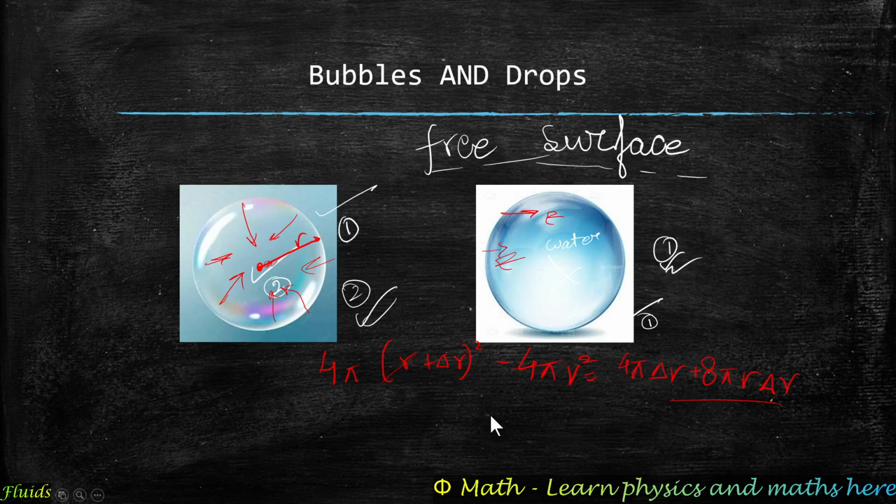We can say this is very small because delta r is very small and delta r squared would be much smaller. So we are going to ignore this term like we do in binomial expansion, and we will be left with 8 pi r delta r. Okay, we can do this for a drop also, but in the case of the drop there are two free surfaces, and due to two free surfaces the answer would be 16 pi r delta r.